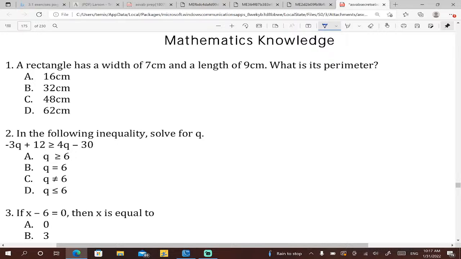And I am here to do page 1 from this Momentric study guide on math knowledge. It has 7 problems, so we're going to go ahead and cut to the chase.